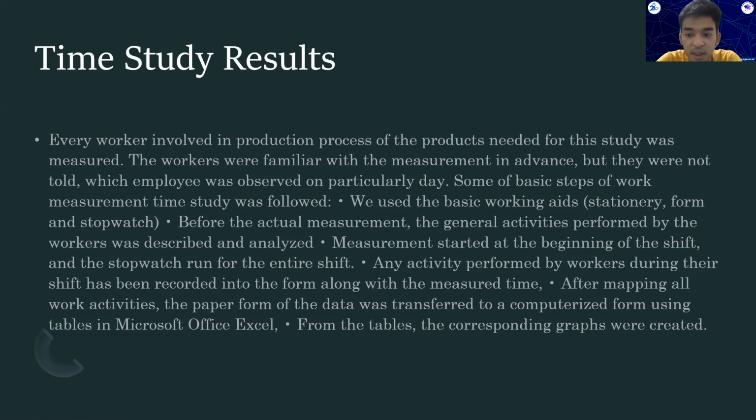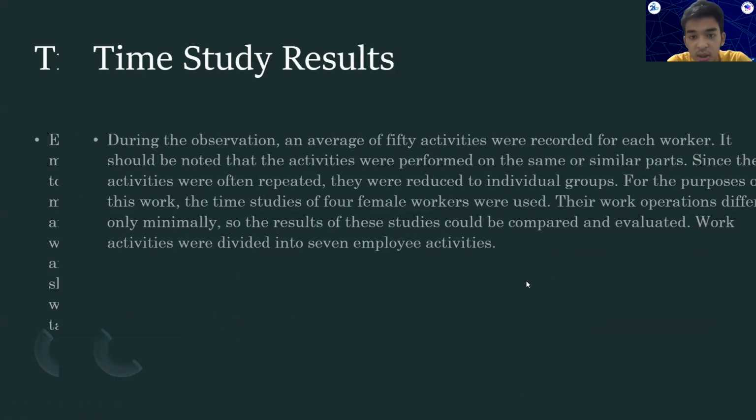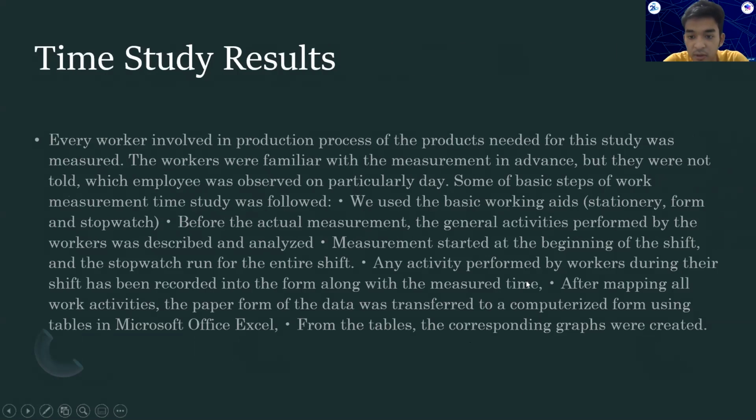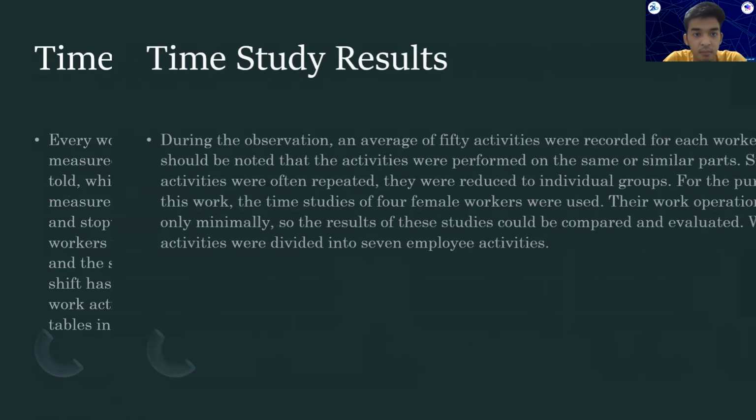Measurements started at the beginning of the shift and the stopwatch ran for the entire shift. Any activities performed by workers during their shift were recorded into the form along with the measured time. After mapping the activities, the paper form of the data was transferred to a computerized form using tables in Microsoft Office Excel. From the tables, the corresponding graphs were created.